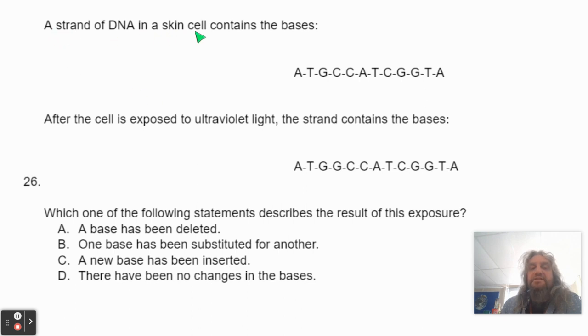26. A strand of DNA in a skin cell contains these bases: ATG, CCA, TCG, GTA. After the cell is exposed to ultraviolet light, the strand contains these bases: ATG, GCC, ATC, GGTA. Which of the following statements best describes what happened as a result of this exposure? A, a base has been deleted. B, one base has been substituted for another. C, a new base has been inserted. Or D, there have been no changes in the bases.